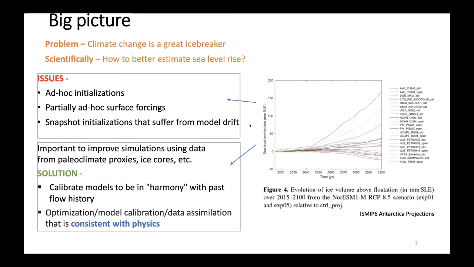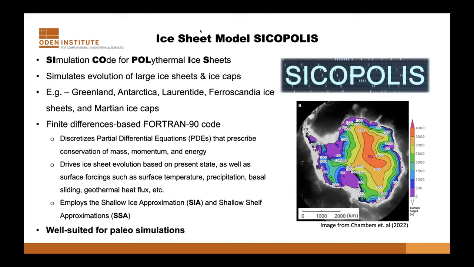So I'm going to start by describing the forward model SICOPOLIS. Its full form is SImulation COde for POLythermal Ice Sheets. It is developed to simulate the evolution of large ice sheets and ice caps, such as Greenland, Antarctica, and even Martian ice caps. It is a finite differences Fortran 90 code, and it employs the shallow ice and shallow shelf approximations, which make it suitable for long time scale simulations, and which also makes it well suited for paleo simulations.